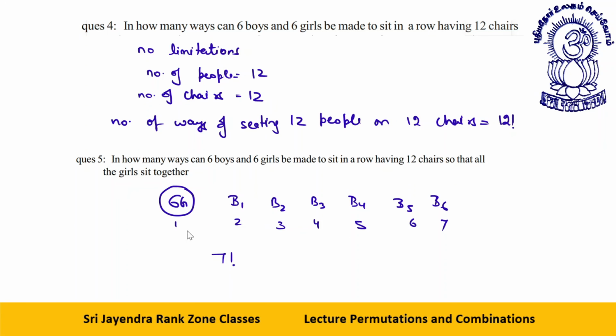But now comes the most important thing, which you should not miss out. These 6 girls are sitting in a row in 6 chairs. These 6 girls can be arranged among themselves in 6 factorial ways. So this is 6 factorial into 7 factorial. This is your answer. Does it make sense? 6 factorial into 7 factorial. This is your answer, dear students. Next question.